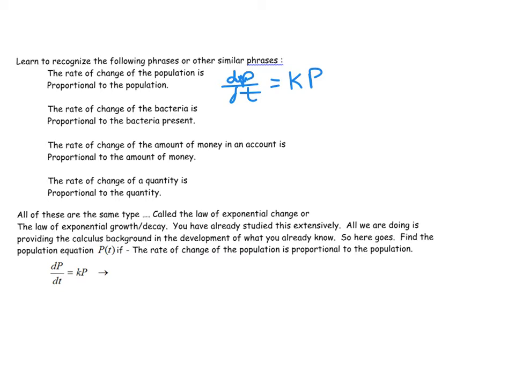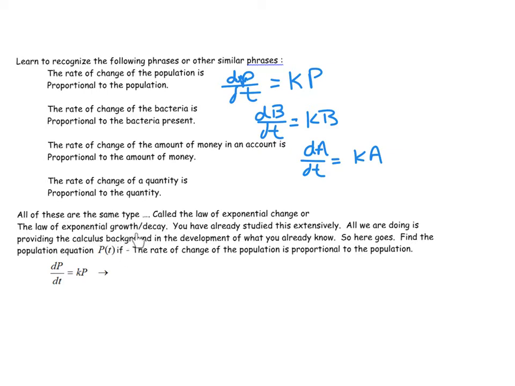The rate of change of bacteria is proportional to the amount present, and that could be, if the number of bacteria is B, dB/dt equals kB. The rate of change of the amount of money in an account is proportional to the amount of money. So the rate of change of the amount of money, A, with respect to time, is directly proportional to that amount of money, A. And the rate of change of a quantity is proportional to the quantity. That's the same in all of these, so all of these are the same type. They are called the law of exponential change.